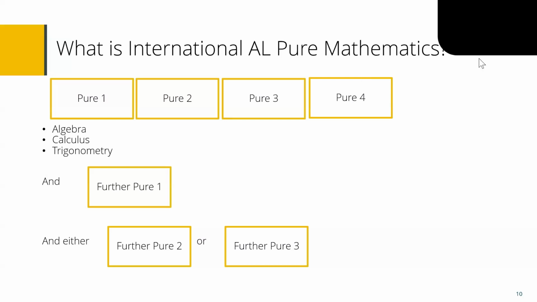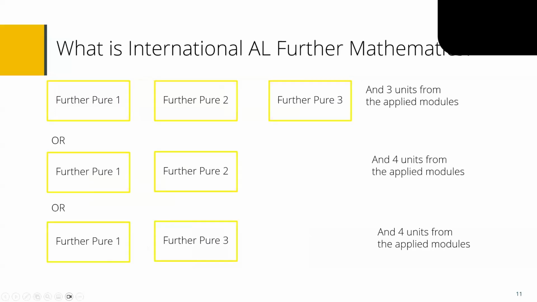So if you look at this slide here, for the further maths, you have further pure 1, further pure 2, further pure 3, and then you choose 3 of the applied modules. That's one way of combining the different modules. Or you can choose further pure 1 and further pure 2 with 4 applied modules instead. And there's also the option of having further pure 1, further pure 3, and then again 4 applied modules. So there is a choice there.